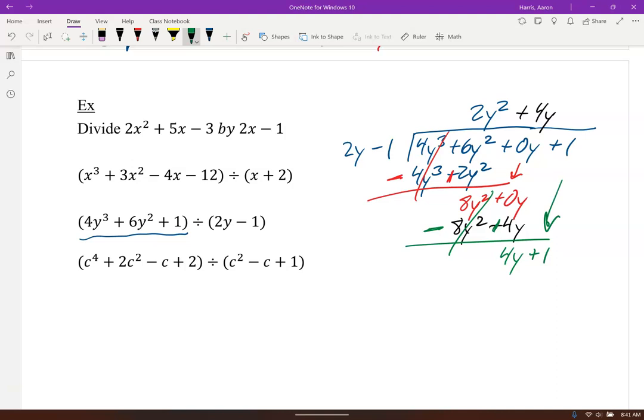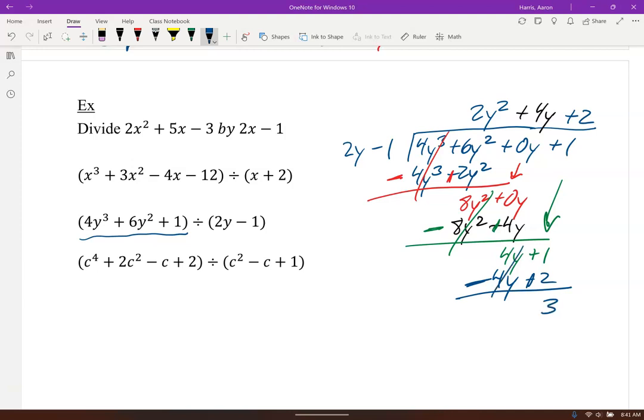And now we're matching 2y. So the question is, what times 2y gives me 4y? You should say plus a 2. Yep, plus a 2. 2 times 2y, 4y. 2 times negative 1, negative 2. Don't forget to change both signs. 1 plus 2 is 3.